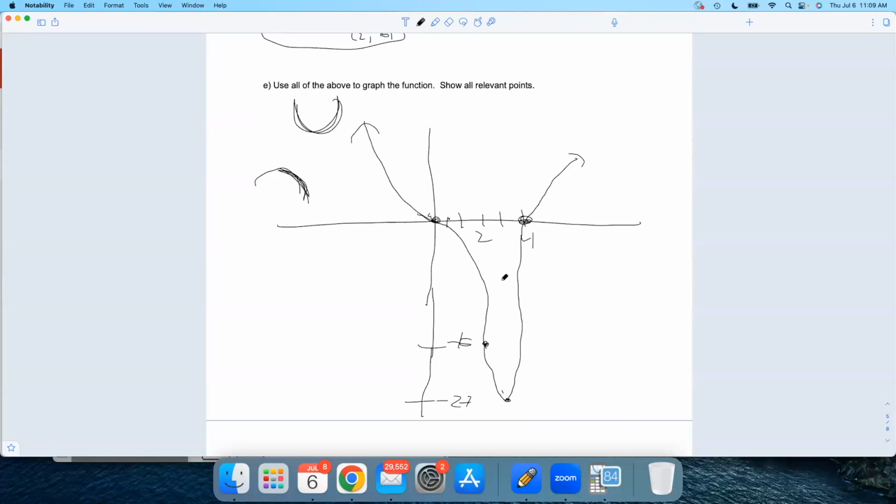So my graph is going to look basically like this. All of this is concave up. This chunk in here is concave down. There's my point of inflection, and there's a point of inflection. See how you can tell we're switching right there from concave up to concave down.